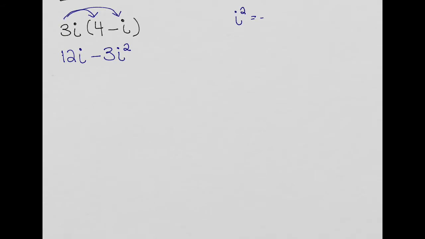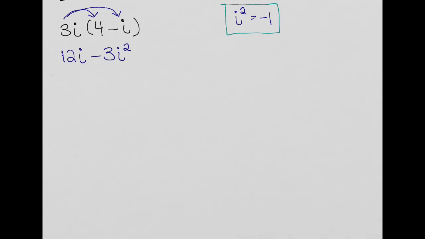If I have 3i times 4 minus i. Okay, we're still distributing. 3i times 4 will be 12i. 3i times negative i is going to be a negative 3i squared. Now, one thing you're going to want to remember on this section is whenever you have an i squared, that equals negative 1. So anytime we see i squared, we are going to replace it with negative 1.